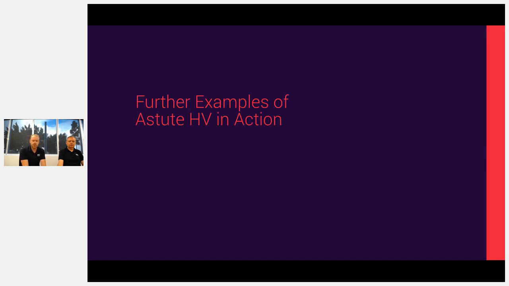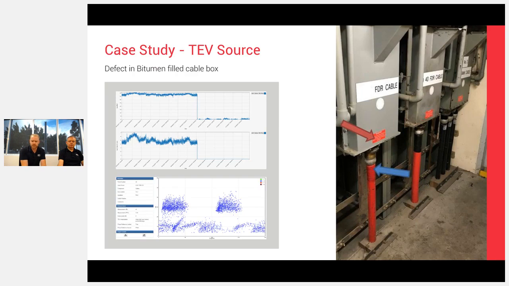We have a few more case studies here of what we've found in the past. This one is an 11 kV switchboard where we conducted a benchmark survey. We identified PD within the cable box that you can see highlighted in red, a pitch fill cable box. We straight away advised the customer that there's a high level of PD inside that cable box. We advised them to shut that cable box down to reduce the risk, and that's what they did.